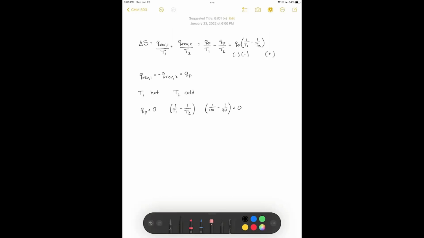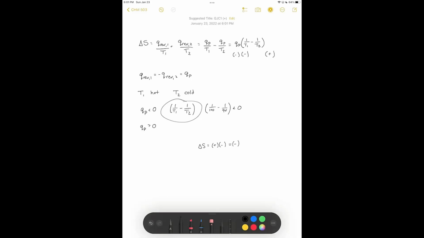In the other situation, we could have heat flowing into the hot bar, so from the cold bar into the hot bar. What we would have then is heat entering the hot bar T1, so we would have a positive value there for the heat as energy goes into T1. This term here is still negative. So that would give us a delta S that is equal to a positive number times a negative number, or a negative number. With this, we can pretty clearly see that the natural process has a positive change in entropy, and the unnatural process has a negative change in entropy.